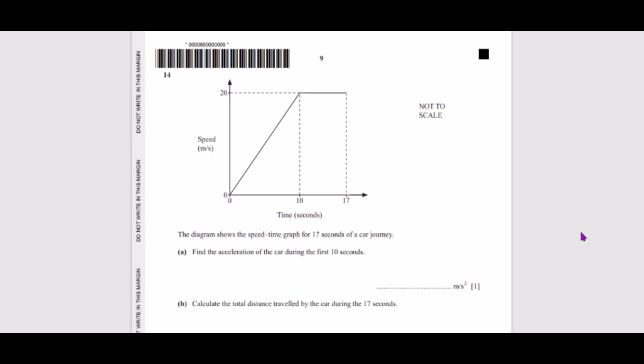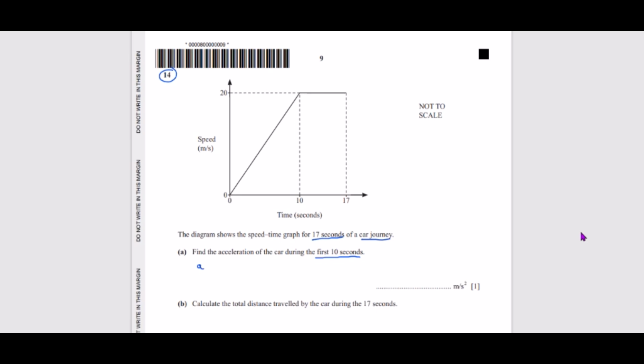Question number 14. This is a speed time graph. The diagram shows the speed time graph for 17 seconds of a car journey. Find the acceleration of the car during the first 10 seconds. First of all, we find the acceleration of the car during 10 seconds. Write down the formula.